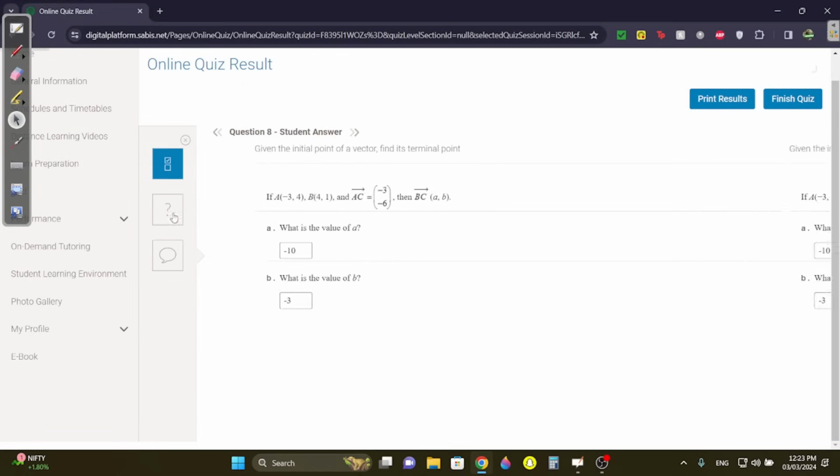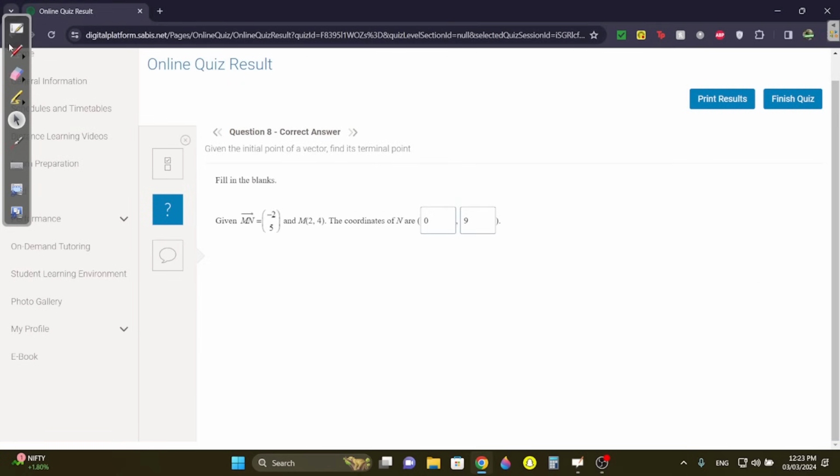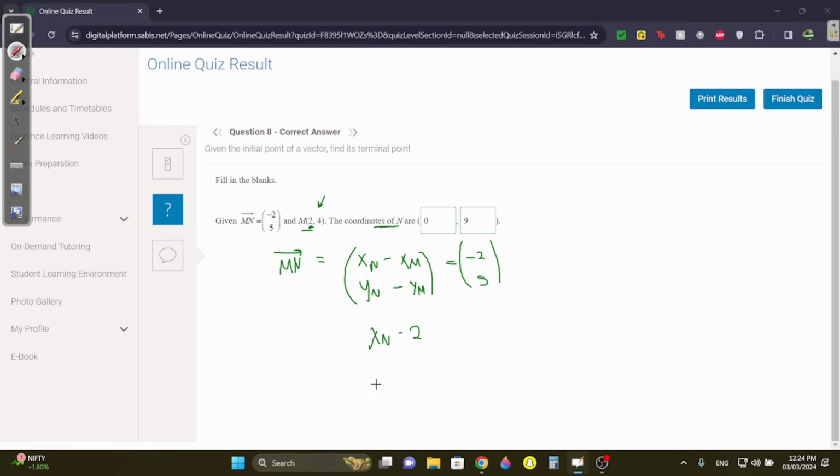Question 8. Mn is minus 2, 5 and m is 2, 4. What are the coordinates of n? Okay, Mn. What is Mn equal to? It's equal to xn minus xm, yn minus ym. Can you solve this? In this case it's equal to minus 2, 5, right? Can you find the coordinates of n? Yes, we can, because we have m. So let's substitute. Xn, we don't know it, minus xm, which is 2. Yn, which we don't know, minus ym, which is 4, equals minus 2, 5.